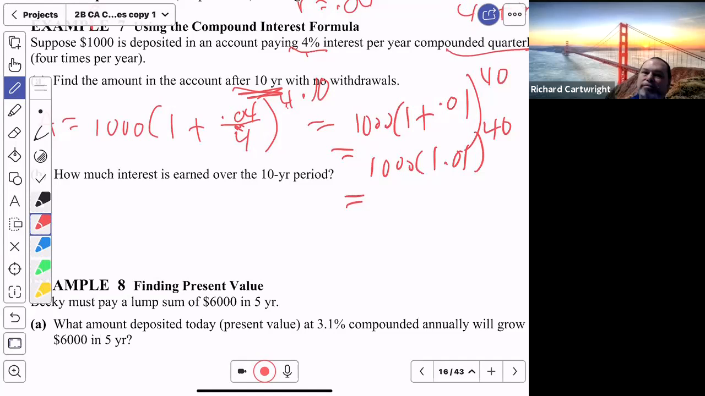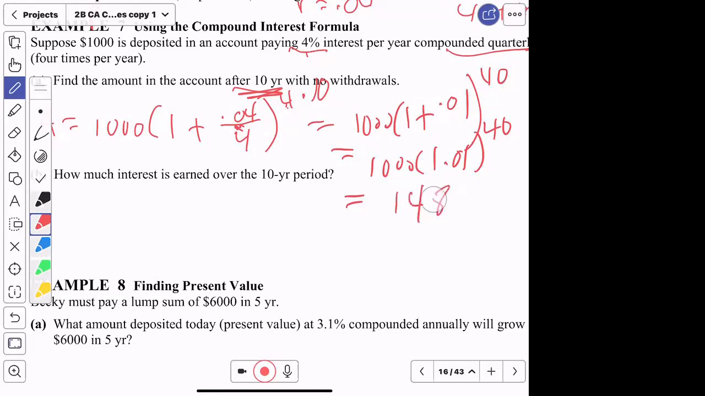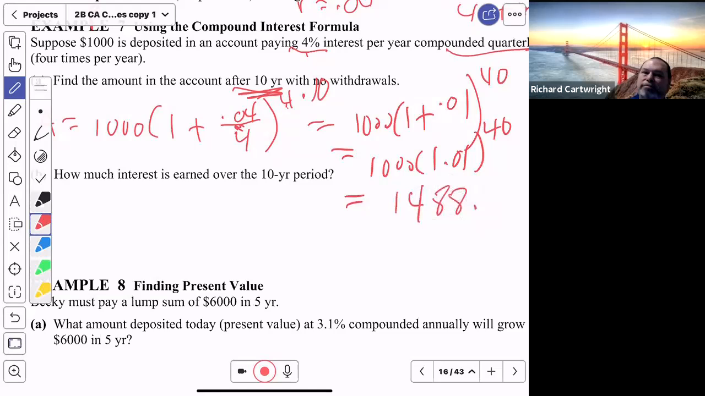Anybody? Answer? I think it was 1,400 and something. 1,488 point. How many cents? 86? Yeah.